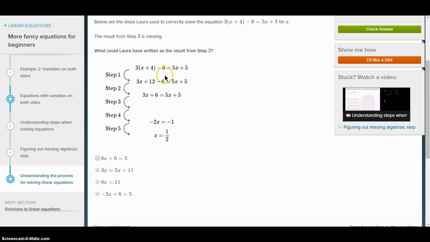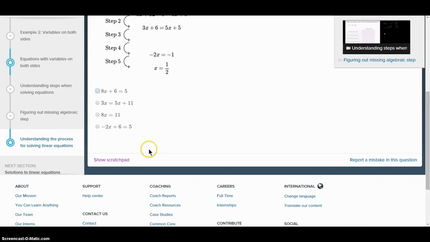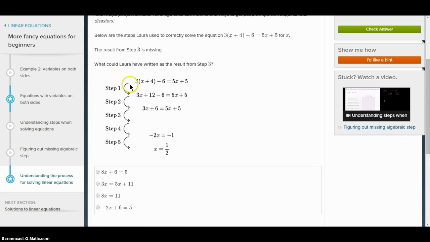Let's see what they're doing. Looks like over here they distributed these right here. So they multiplied 3 by x and 3 by 4. Alright, so we're going to distribute these. This 3 is going to go in, and it's going to be 3x plus 12, and then minus 6, and we can combine those terms right over there. So 3x plus 12 minus 6 is 3x plus 6. So we're caught up over here. And then 5x plus 5, that just stays the same.